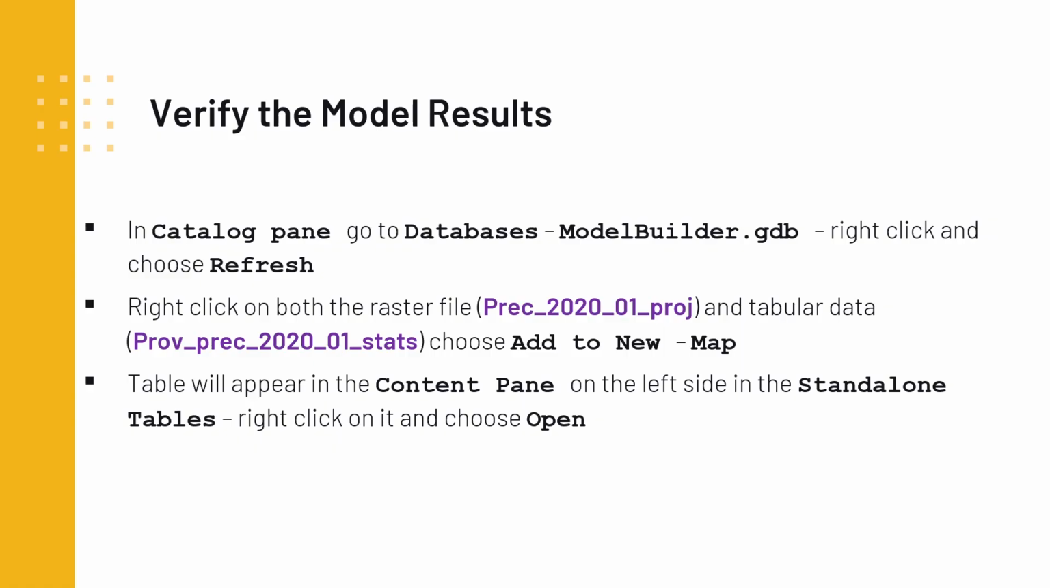The reason we're choosing to add to a new map instead of the original one is we want it to deal with the projection on the fly. Remember, the first data set that goes into a map, it's going to match that projection, okay? If we used our old map, then it would go back to the geographic projection, but we want to see the fact that our data has been projected, okay? You'll notice that the table will appear in the contents pane on the left-hand side as a standalone table. You can right-click on that and choose the open option.